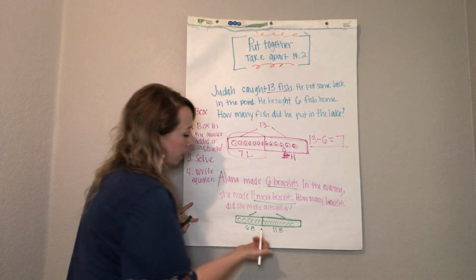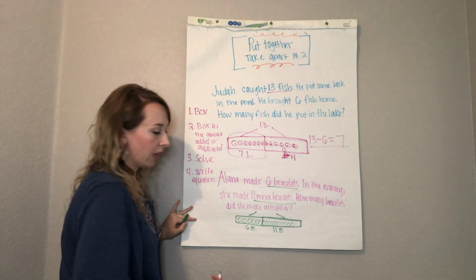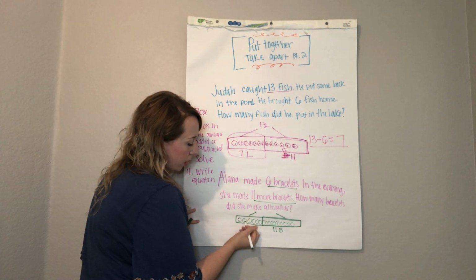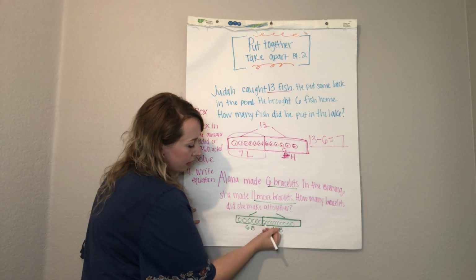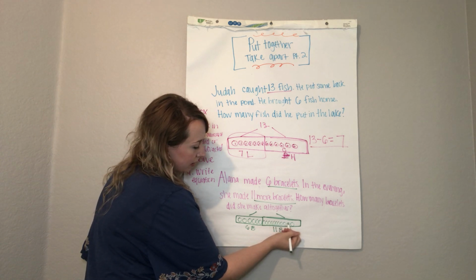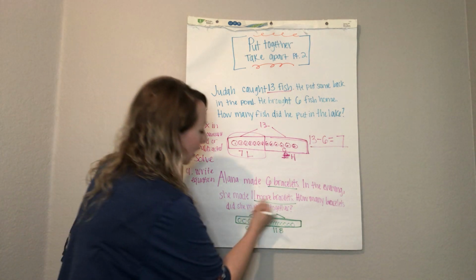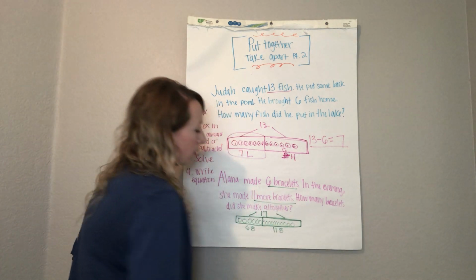We need to figure out how many bracelets total that we now have made. So let's count it up. That means we're doing 6 plus 11. If Miss Gordon counts all of these, 1, 2, 3, 4, 5, 6, 7, 8, 9, 10, 11, 12, 13, 14, 15, 16. The final answer is 17. So Alana made 17 bracelets.